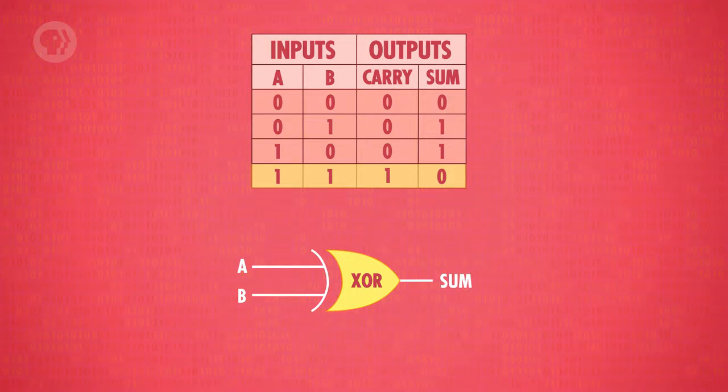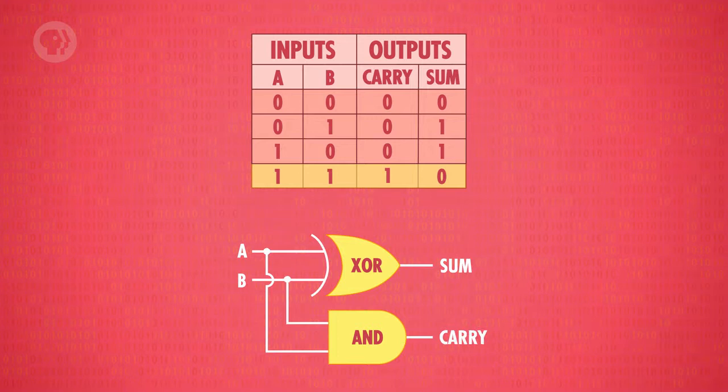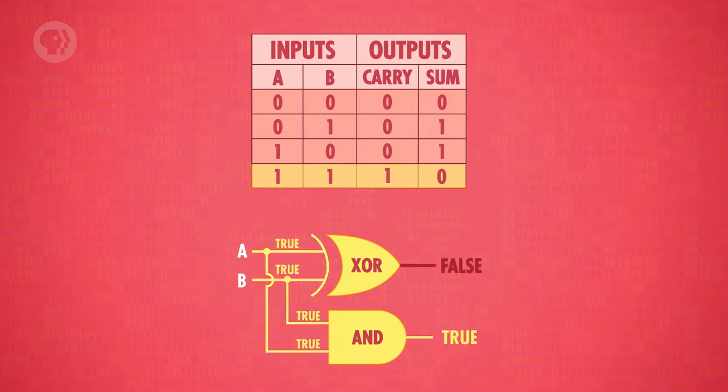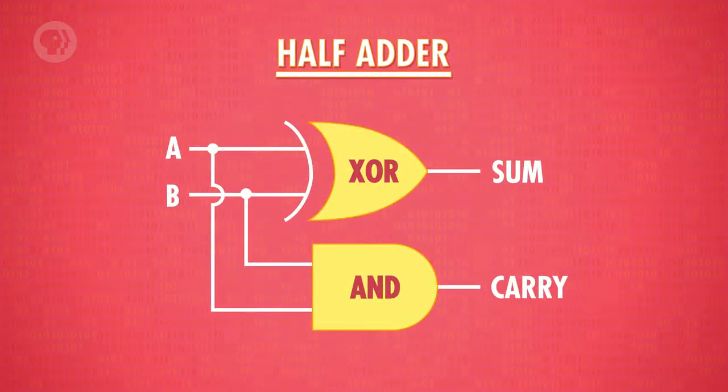And conveniently, we have a gate for that, an AND gate, which is only true when both inputs are true. So we'll add that to our circuit too. And that's it. This circuit is called a half adder. It's not that complicated, just two logic gates.